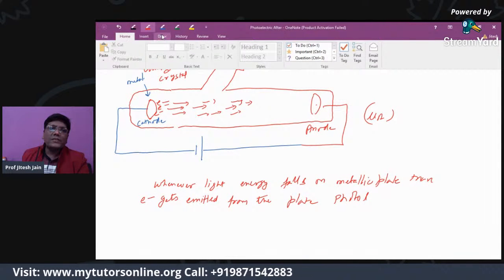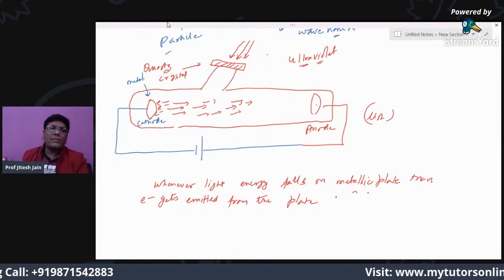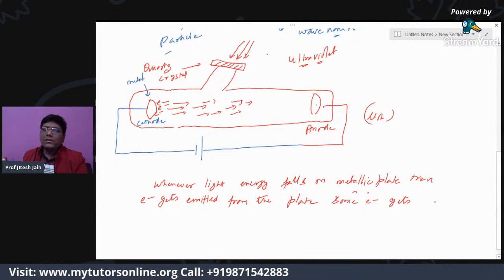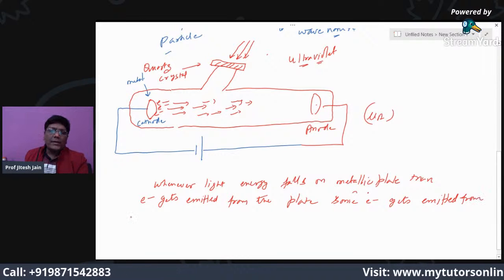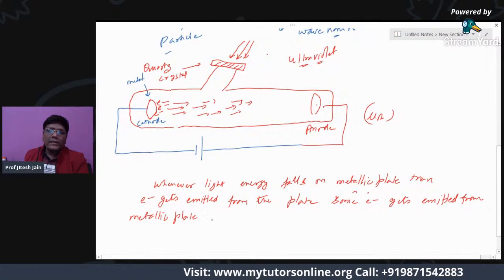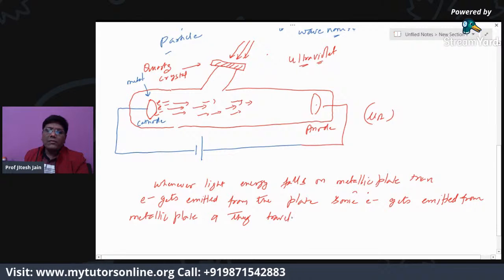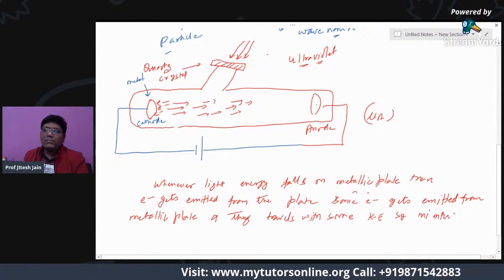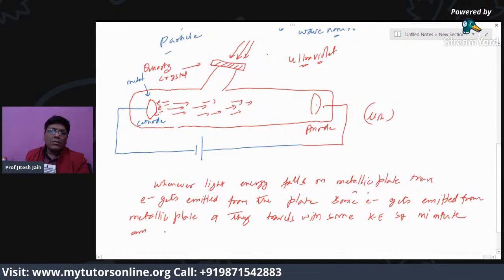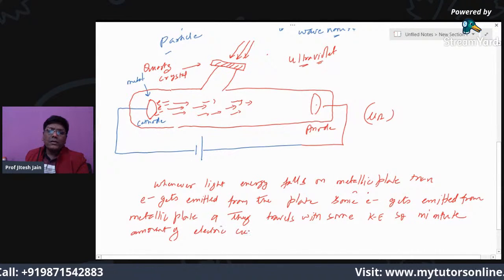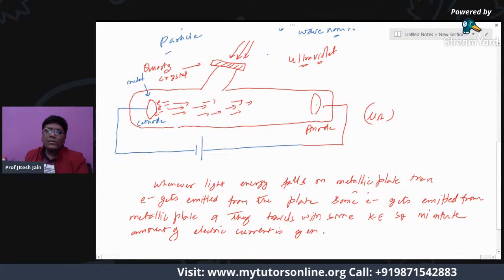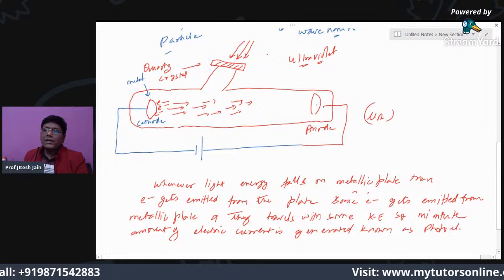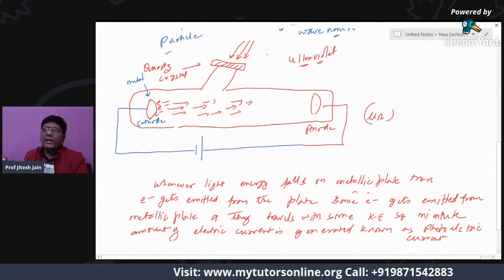So in a nutshell, I will repeat this definition. Whenever the light energy falls on the metallic plate, some electrons get emitted from the metallic plate, and they travel with some kinetic energy. So a minute amount of electric current is generated, right? And this current is known as the photoelectric current, right?